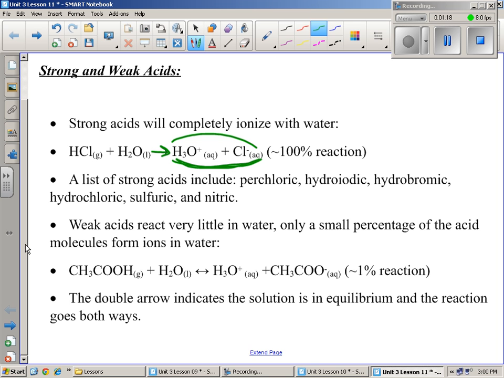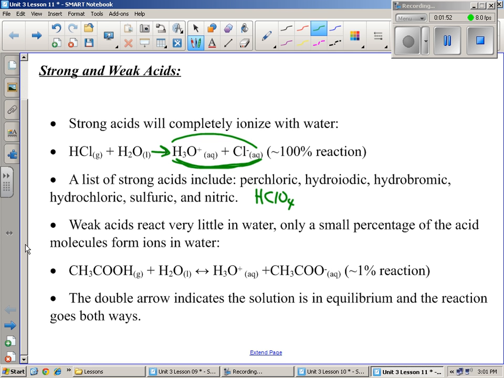Here's a list of all the strong acids. There's 6 of them. You need to know these. Perchloric, hydroiodic, hydrobromic, hydrochloric, sulfuric, and nitric. So make sure you highlight those and write those down, or circle them. A list of strong acids. Perchloric, okay? I'll even give you the formulas because I'm nice. You guys should know these though, correct?